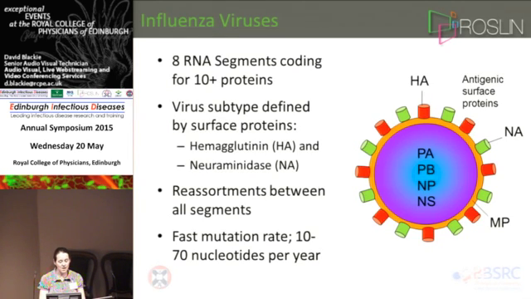Flu viruses have a really fast mutation rate. It's of the order of between about 10 and 70 nucleotides per year. And this is one of the fastest mutation rates. Foot and mouth disease virus also has a similar fast mutation rate. And as you'll see later, that actually allows us to do some quite interesting modelling with virus sequences.